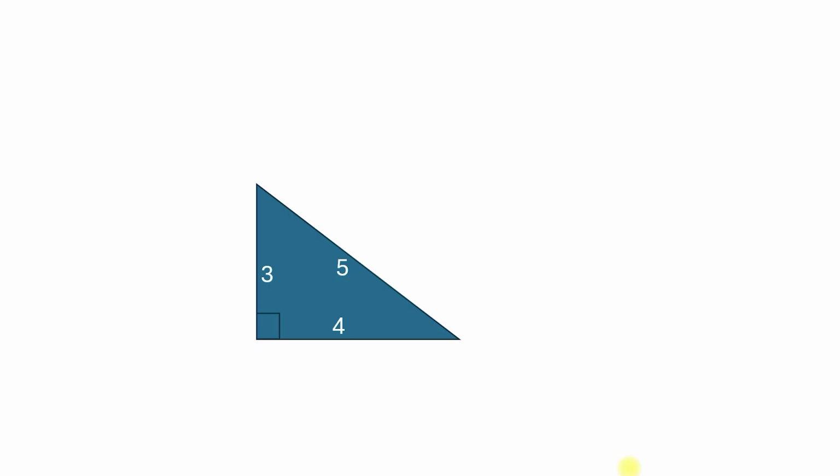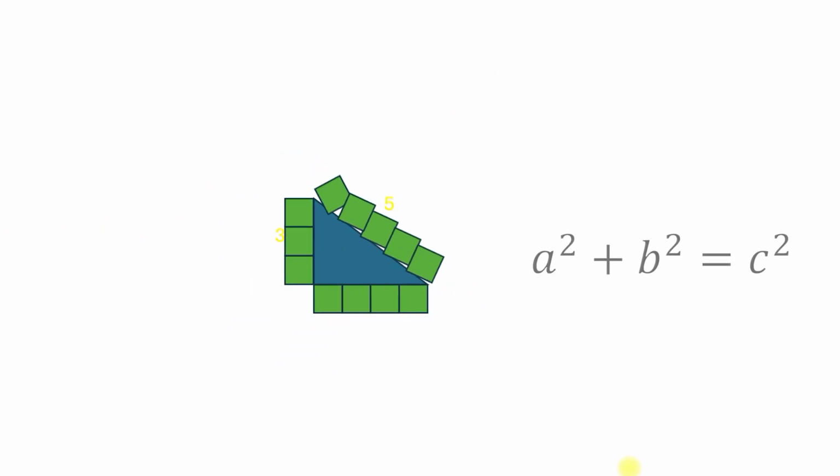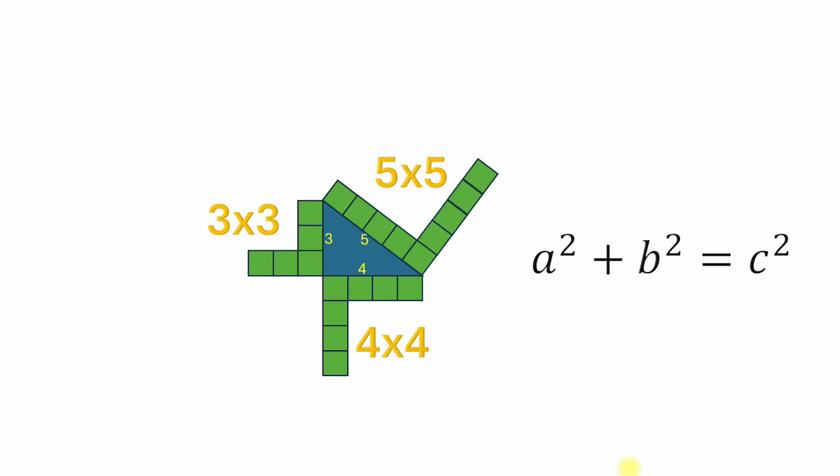We'll make our triangle a little bigger so we can clearly count our tiles. Our vertical side of 3, our horizontal base of 4, and a hypotenuse of 5. 3 times 3, 4 times 4, 5 times 5. Let's make our squares from these dimensions.